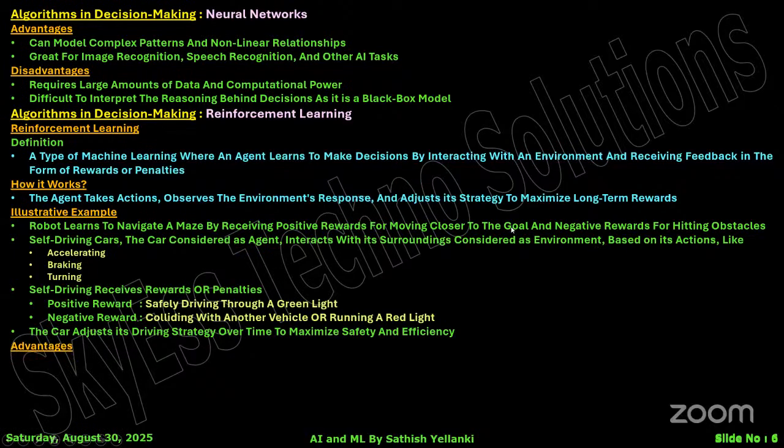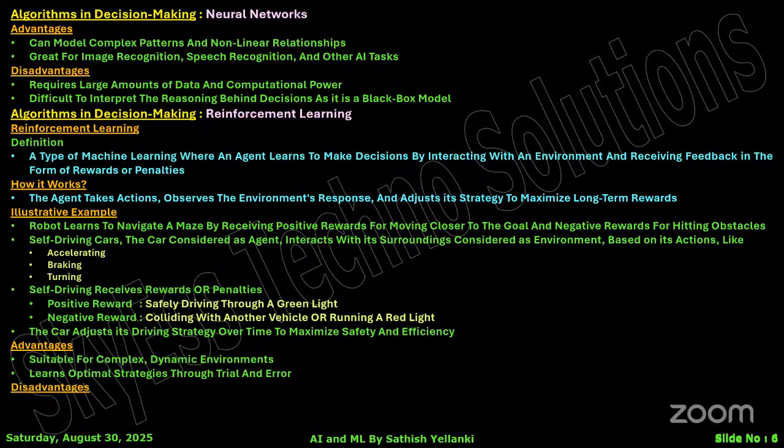Advantages: suitable for complex and dynamic environments. Learns optimal strategies through trial and error methods. What are the disadvantages? It requires a large amount of training to perform well. More training means what? More new data. More data for reinforcement itself.